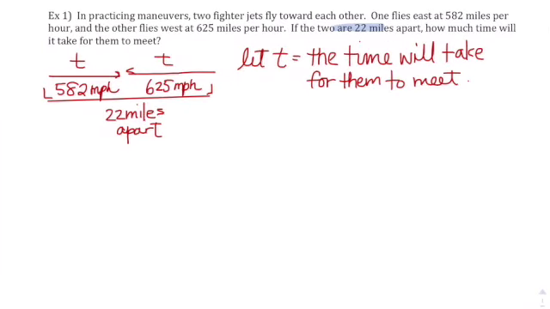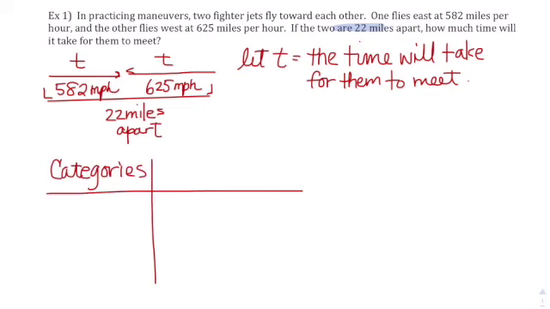So now here's the thing. If you guys want to, there's a chart that a lot of teachers use. In this case, you can have it this way. It has categories. This is going to be the rate, that's going to be the time, and this is the third thing, it's going to be the distance.